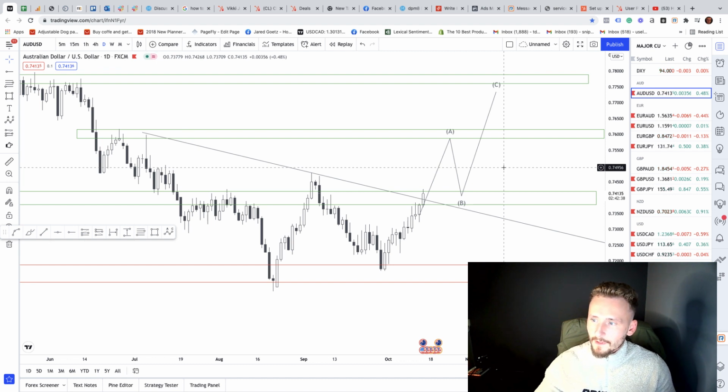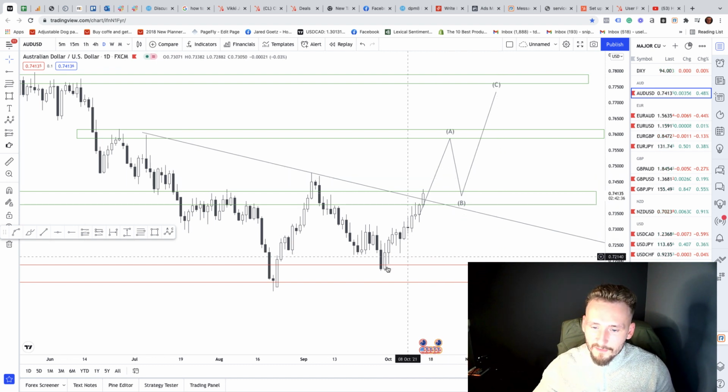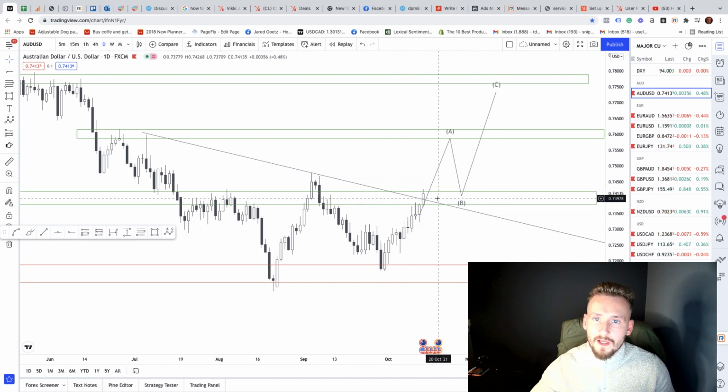So that's what I'm thinking for Aussie US dollar. We have progressed a little bit, but right now we're at that pivotal point.